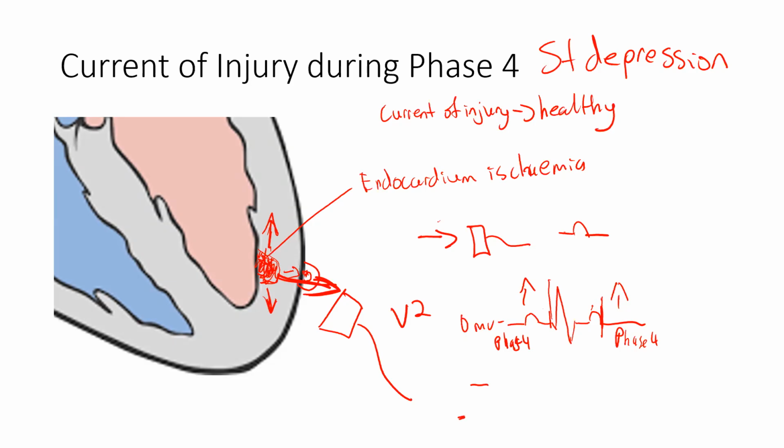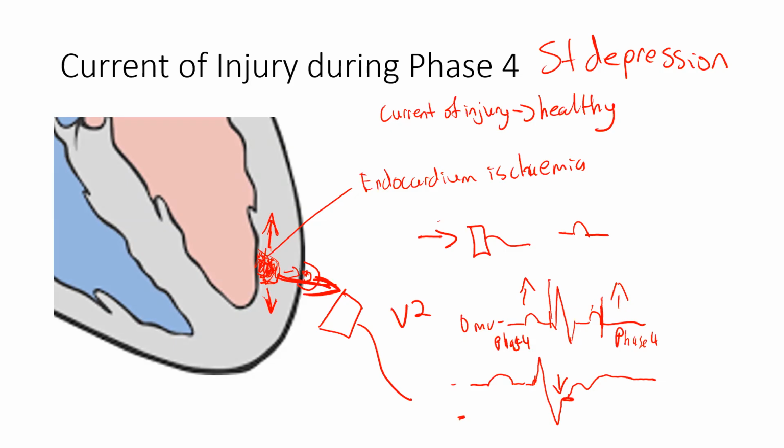And how it looks is, what it should be around here, it's going to be your P wave. And then from here, you have a downward slope, and it goes back. And this is your ST depression.